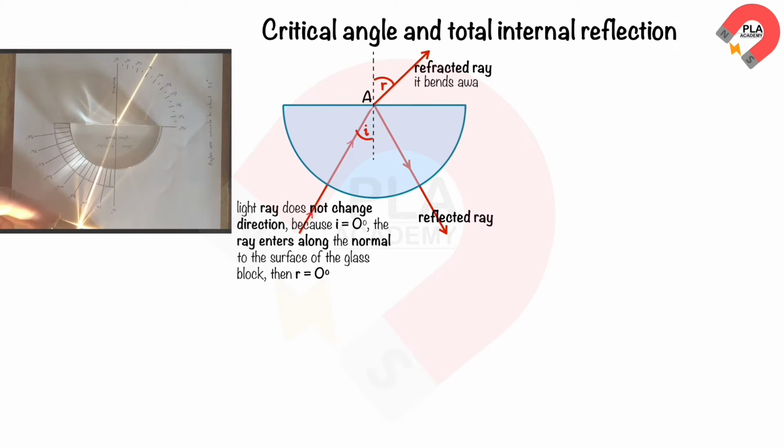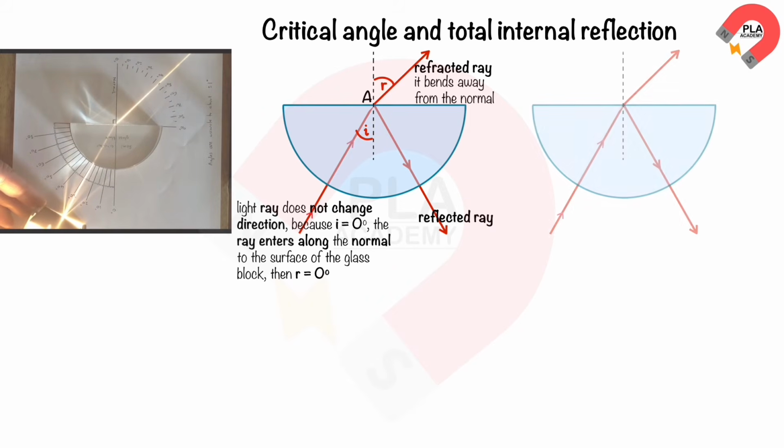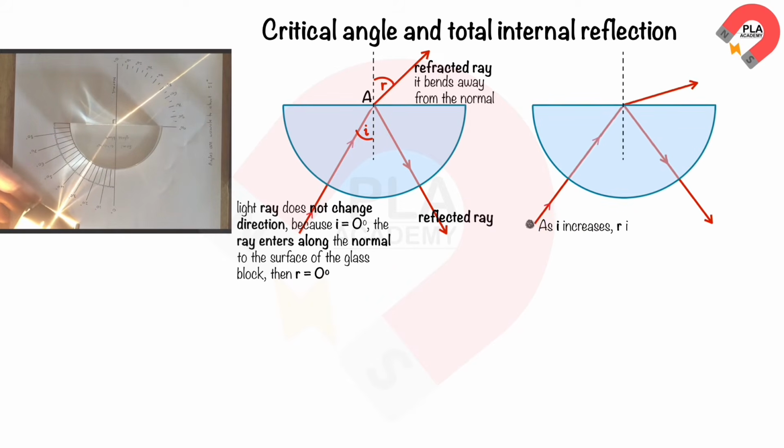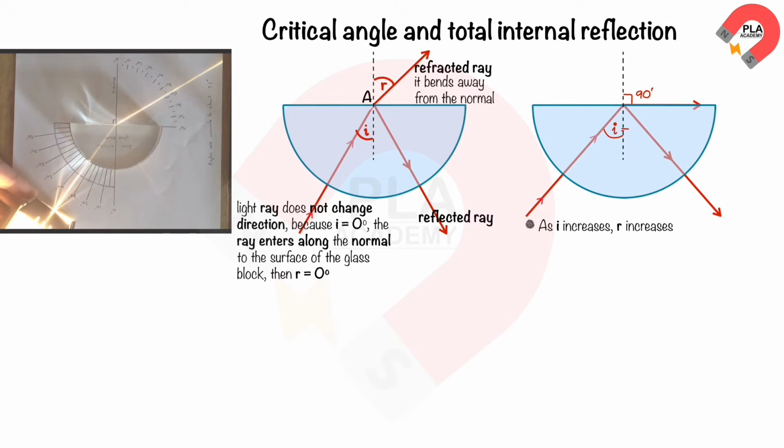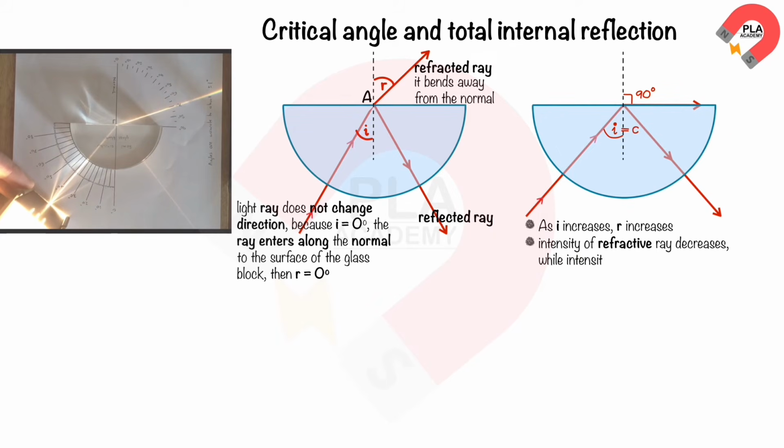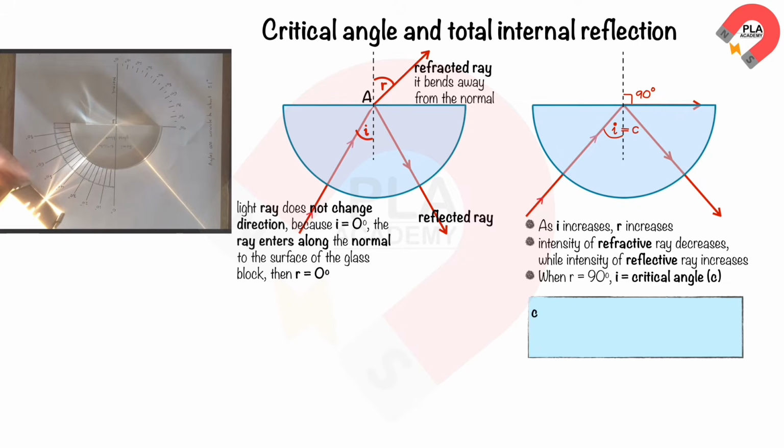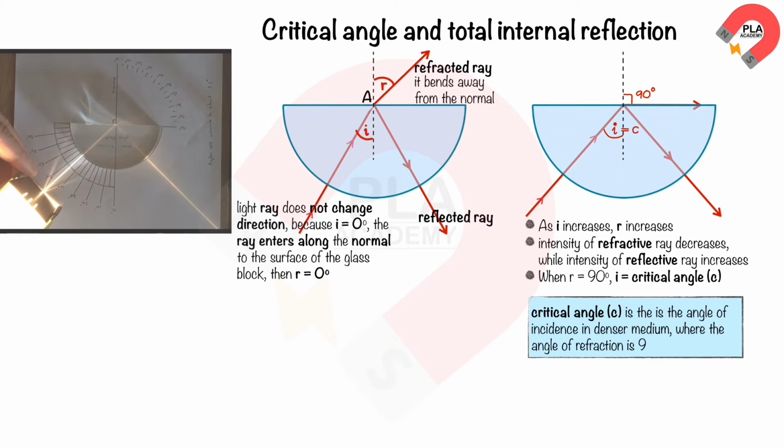When a ray of light travels from a denser medium, glass, to a less dense medium, air, it bends away from the normal. As the angle of incidence, i, increases, the angle of refraction, r, increases. The intensity of the refracted ray decreases, while the intensity of the reflected ray increases. When r equals 90 degrees, the angle of incidence is equal to the critical angle, c. Therefore, the critical angle is the angle of incidence in the denser medium where the angle of refraction is 90 degrees.